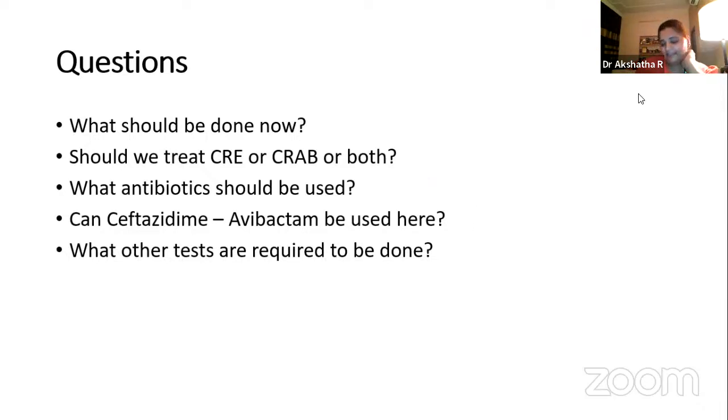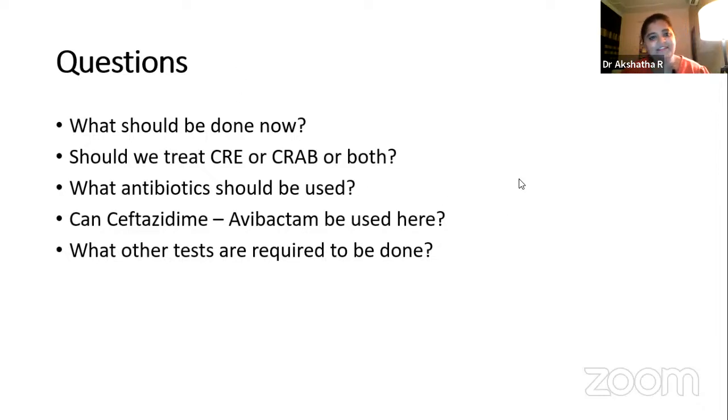Yes, there is increasing evidence that even your CRAB, though it could be the colonizer, is associated with higher mortality, especially in this patient where we are having all the features suggestive of VAP. So now you want to treat both. It's a CRE and CRAB.